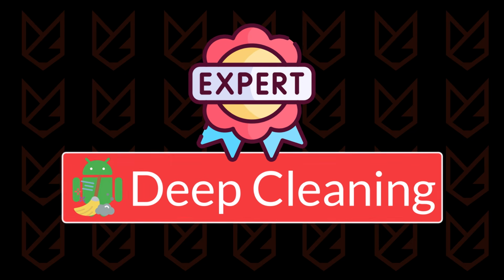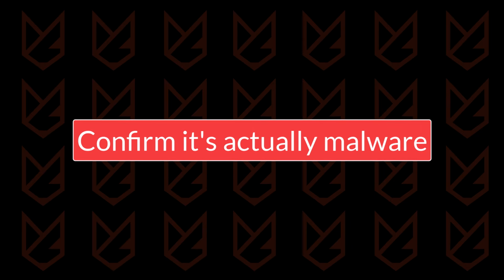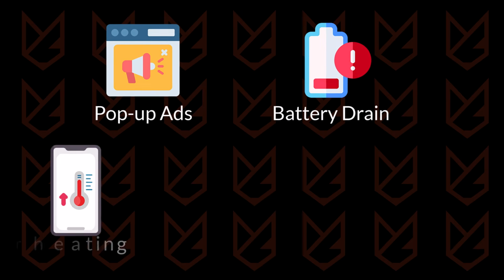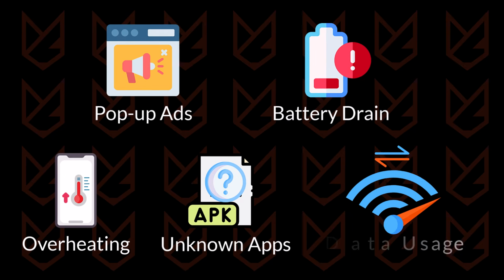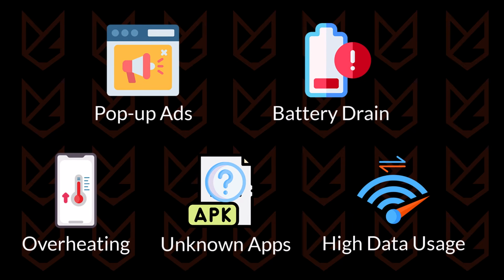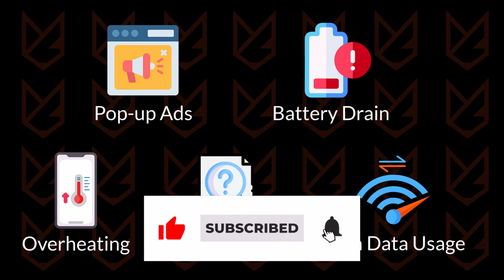Let's fix your phone. Before we start, let's confirm the problem. If your phone has random pop-up ads, even outside apps, sudden battery drain, phone heating without heavy usage, unknown apps appearing, high data usage, then yes, your device is most likely infected. But here's something important. Even if you don't see all of these signs, your phone could still be compromised.